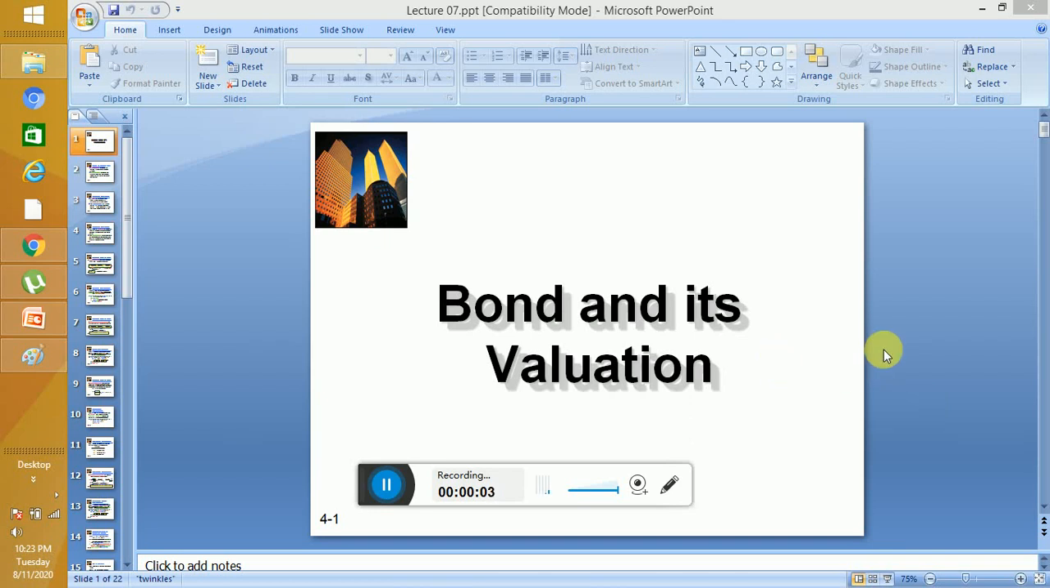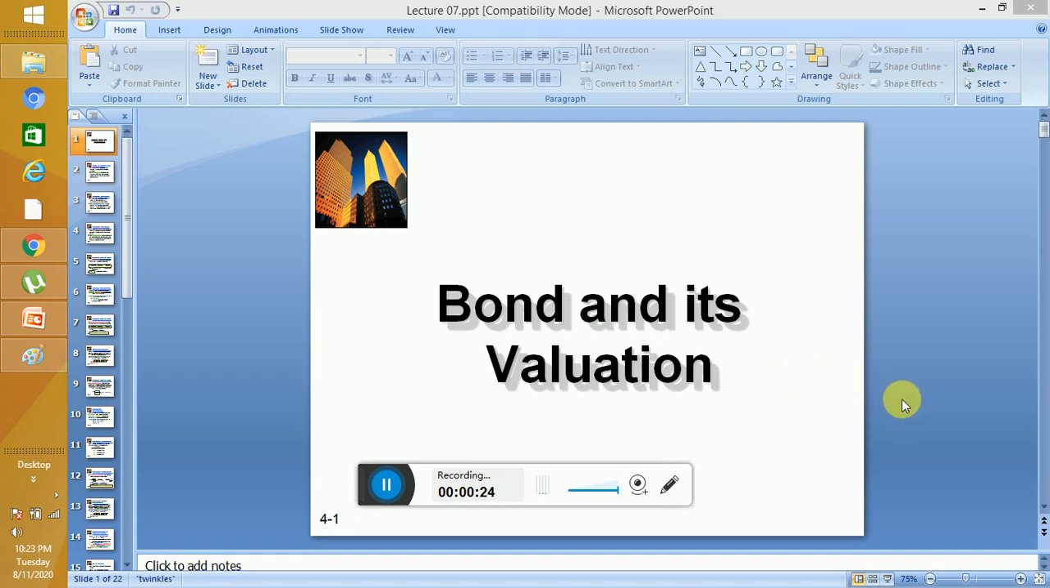Bismillahirrahmanirrahim. In the previous class, we discussed risk and return. Today, we are going to start bonds and their valuation.